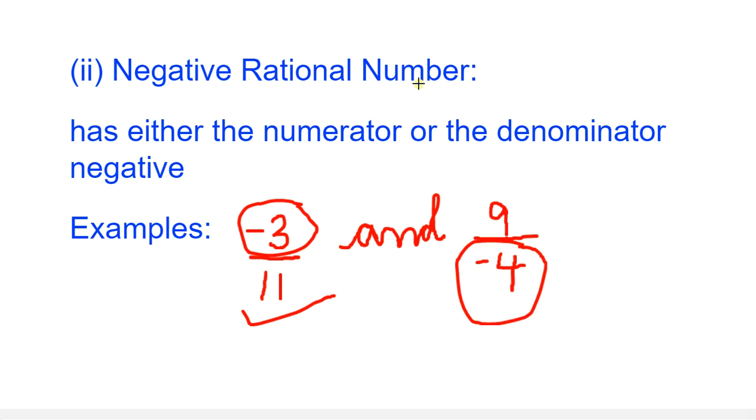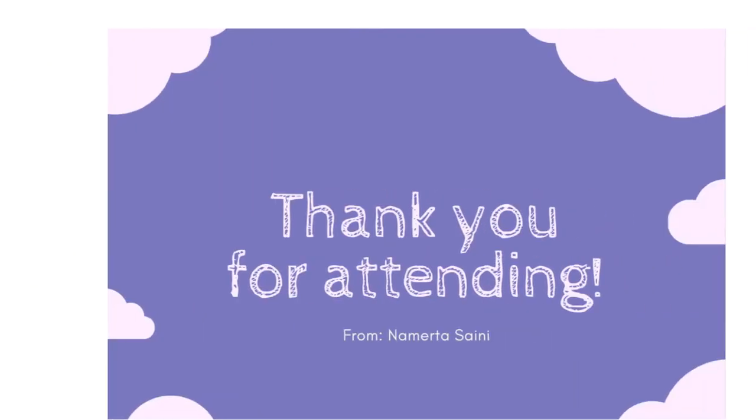So these are all the concepts which we have learned today. The first one is standard form of a rational number, which says the denominator should be positive, and the second condition is both the numerator and denominator should be in the lowest form. Then we have also learned about positive and negative rational numbers. So when do we say a rational number is positive? When either both the numerator and denominator are positive, or when both are negative. And when do we say a rational number is negative? When either numerator or denominator is negative. So that is all about today's lesson.